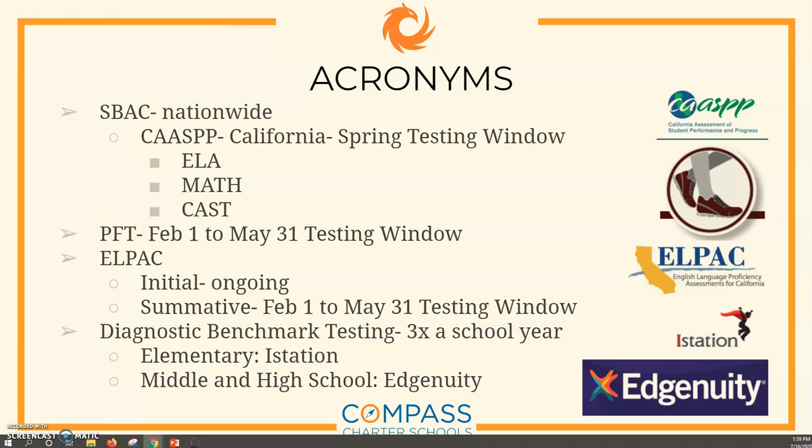LPAC is the English Language Proficiency Assessments for California. There are 2 assessments under LPAC, initial and summative. The initial LPAC is used to determine if a scholar is an English learner or is fluent and proficient in English. The test is given to incoming scholars who have never been enrolled in a California public school, based on their home language survey. The initial LPAC is given throughout the school year as new scholars enroll.